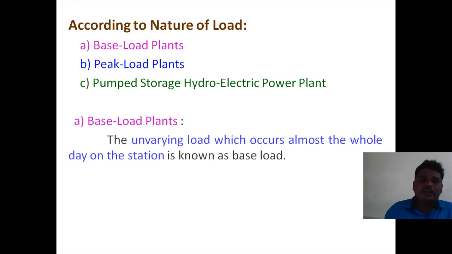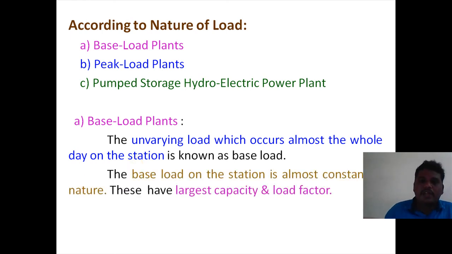Base load plants. The unvarying load, the continuous load which occurs almost the whole day on a station, is known as base load. The constant load which occurs during the whole day on a station is called base load. The base load on a station is almost constant in nature. That means a uniform continuous load is nothing but a constant. They have the largest capacity. Base load plants have the largest capacity as well as load factor.